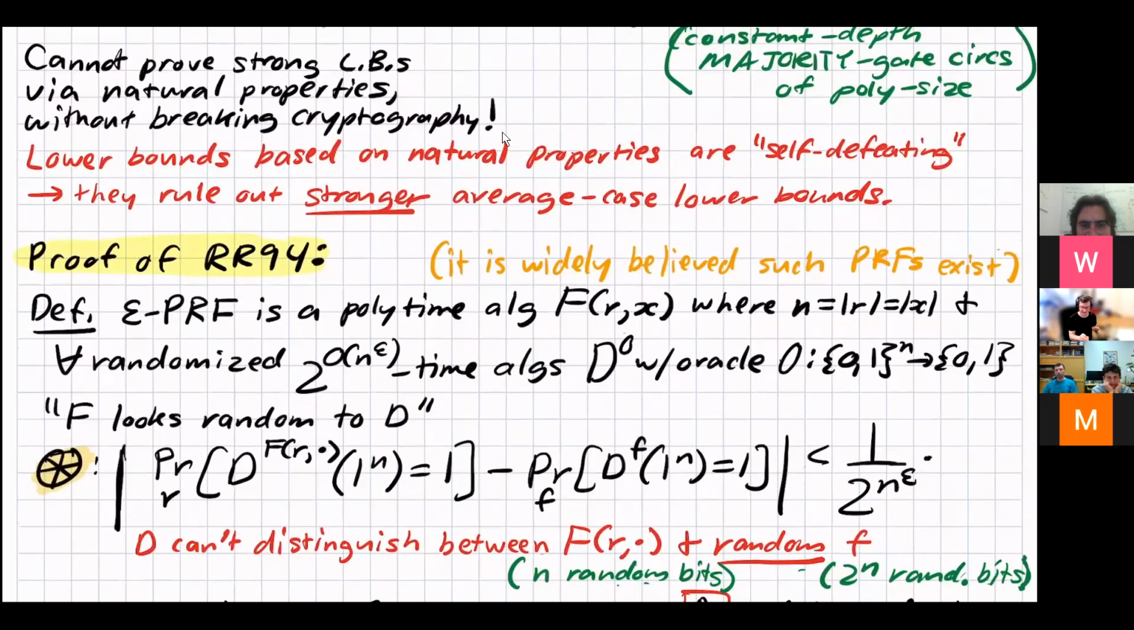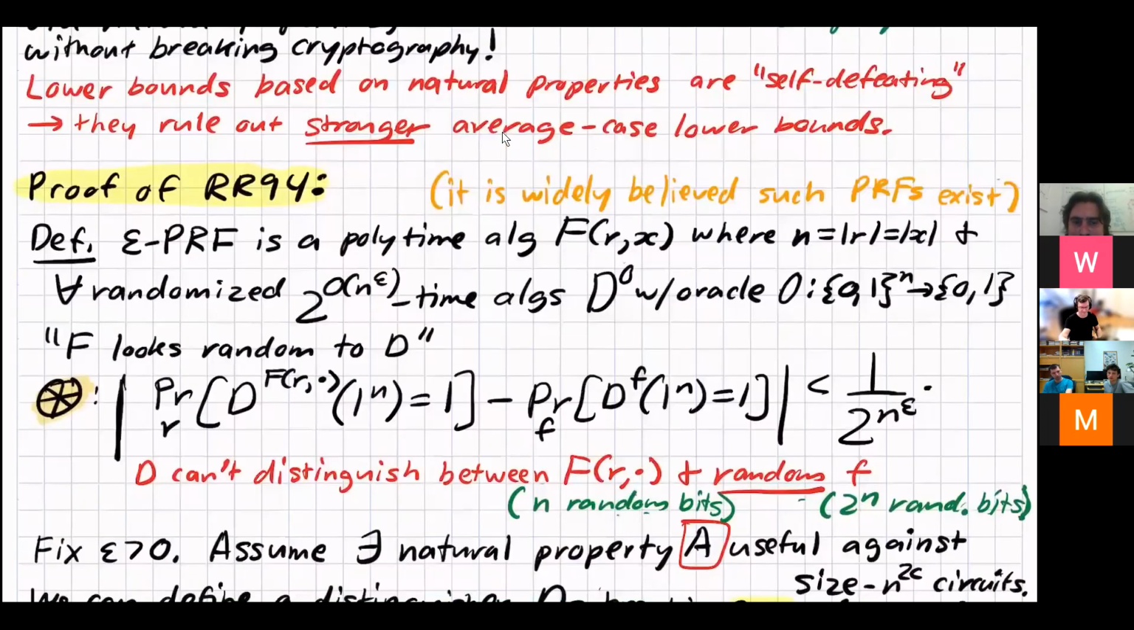So the upshot is that D can't distinguish between this function F, which is polytime and has only n random bits in it, and a random f, which is 2 to the n random bits. For every single algorithm that's trying to distinguish between a random function and this polytime capital F, it manages to fool it. Whatever probability it has of outputting 1, it will be the same as if it had a random function, within some tiny negligible amount.